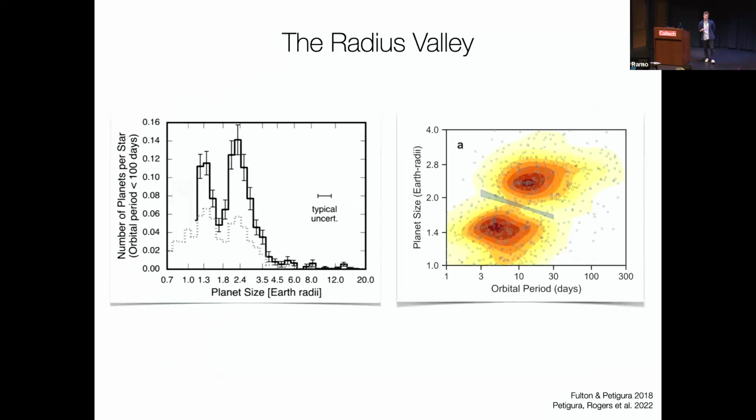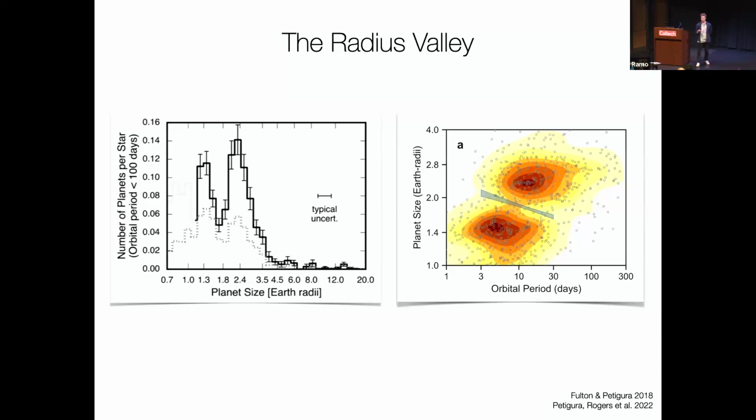It's always instructive to look at the Radius Valley also as a function of orbital period. So we see, again, the population of super-Earths here below the Radius Valley, and then we see the population of sub-Neptunes above the valley. And notice that there's a slope to the valley, which indicates that there's probably something to do with the irradiation that these planets are receiving that is forming this distribution.